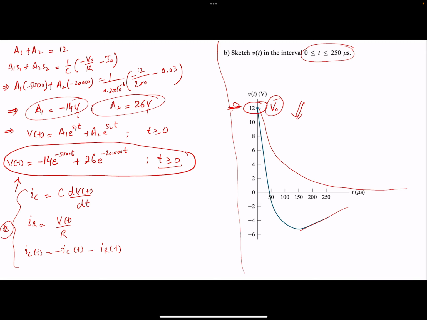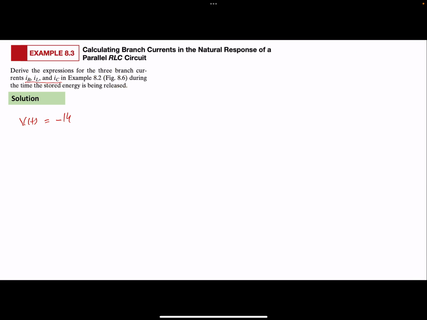So it is asking to find all of these values. Let me solve that. My first thing was the value of the voltage in that parallel RLC circuit. Essentially, I'm going to rewrite this equation: minus 14 e raised to power minus 5000t plus 26 e raised to power minus 20,000t, for t greater than or equal to 0.